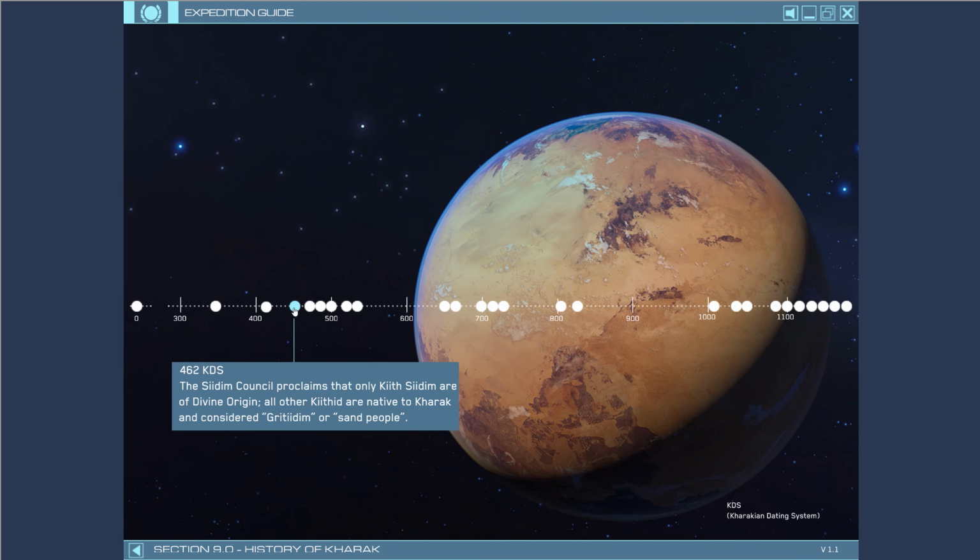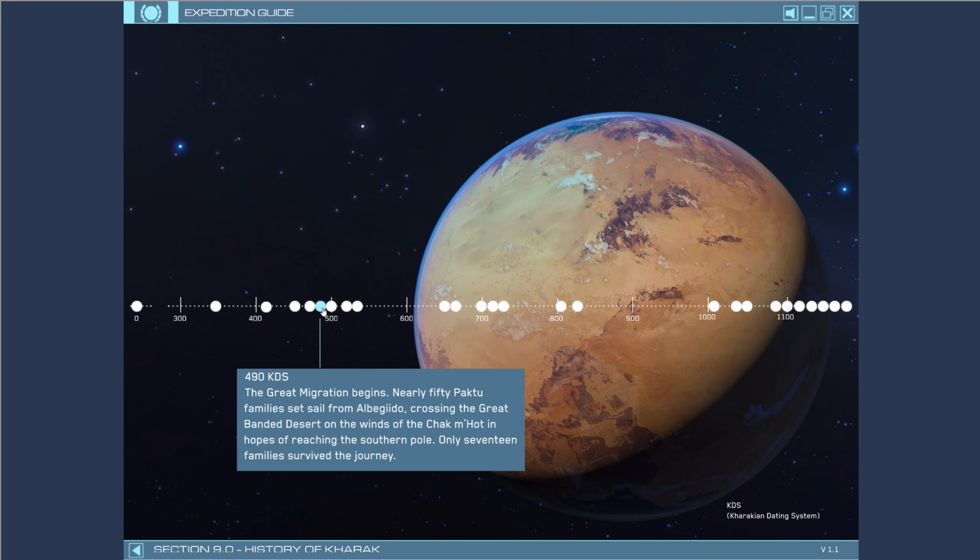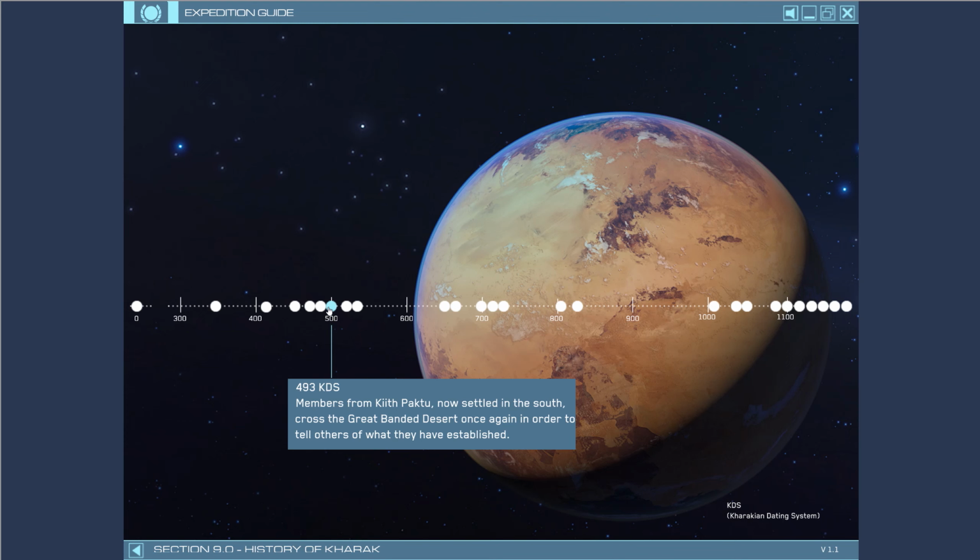In 488, Kith Paktu are driven from their ancestral homes and lands by the Sidim. And that's when they started making their... right here it is. The Great Migration begins. Nearly 50 Paktu families set sail from Albegido and crossed the Banded Desert on the winds of the Chakmat in hopes of reaching the southern pole. Only 17 survived the long journey. So eventually they reached it, and 3 years later, in 493, members of the Paktu, now settled in the south, crossed the Banded Desert north again in order to tell others what they've established.